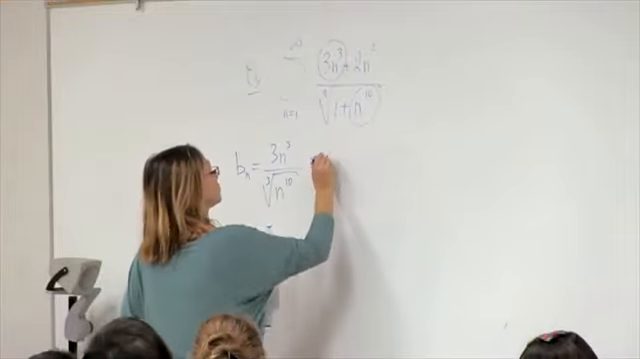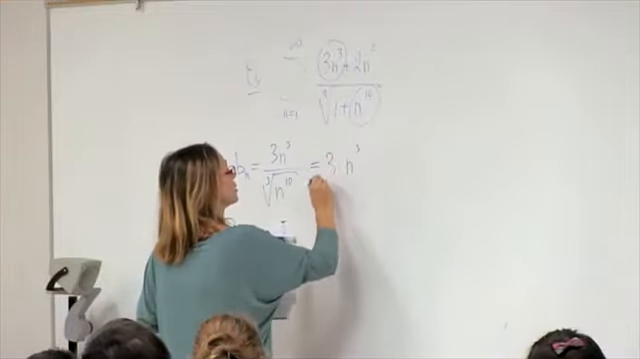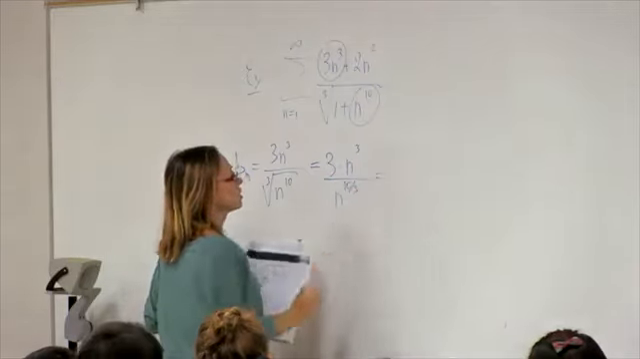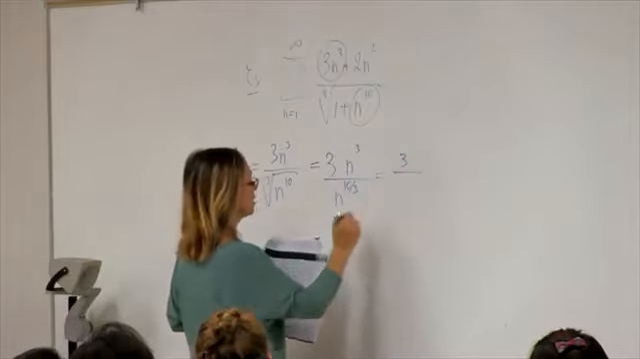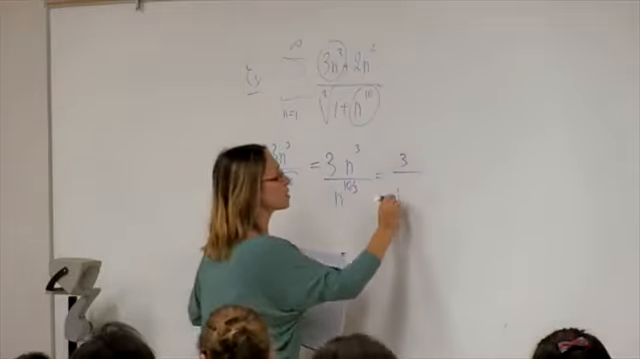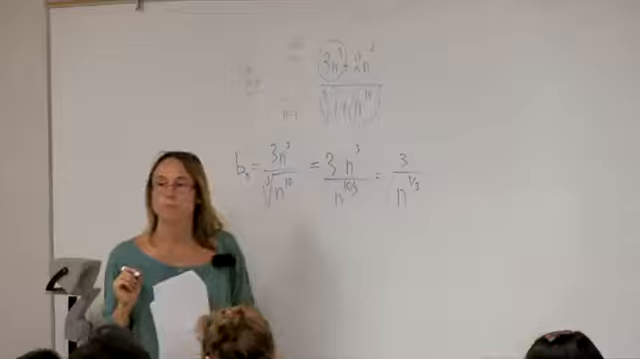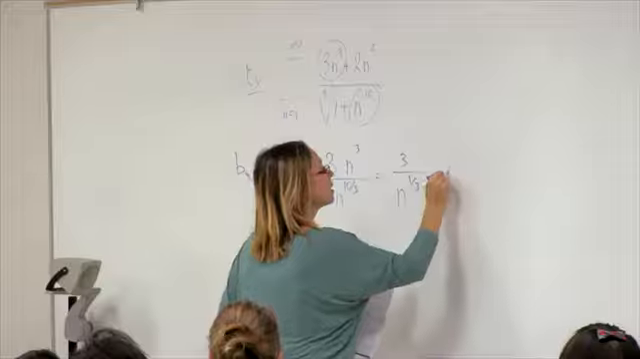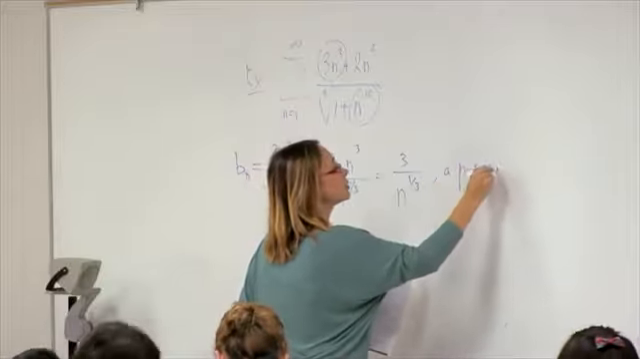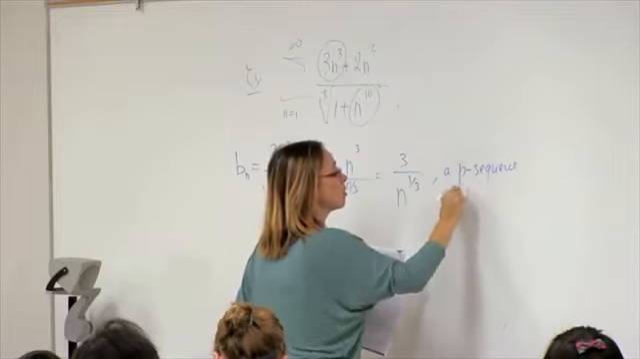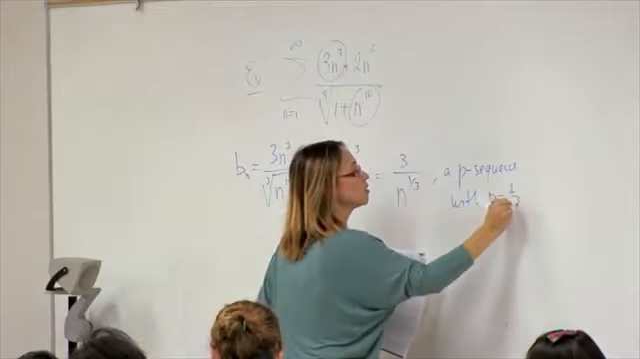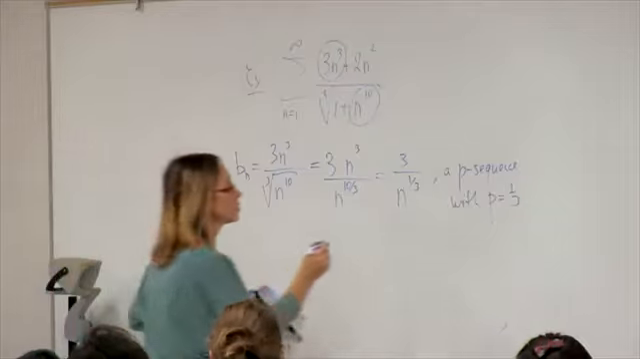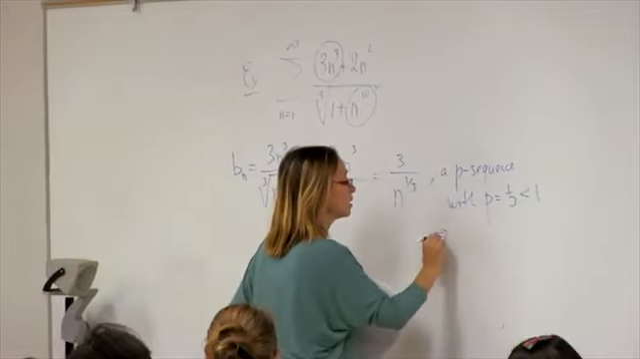So what power of n? We'll have 3 times n cubed, and here we have n to the power 10/3. So what do we get? We get 3, and this is n to the 1/3. Right? So this is a p sequence with p equals 1/3. What does it do? Does it converge or does it diverge? This diverges because p is less than 1. Diverges.